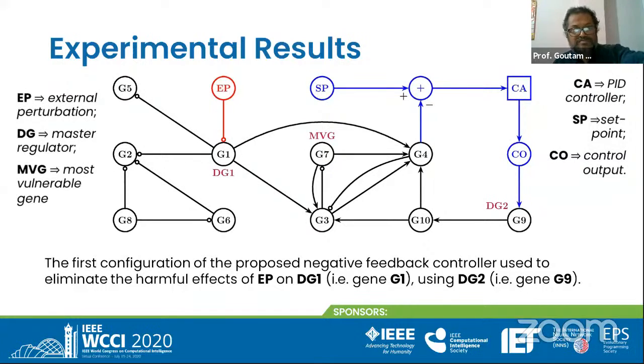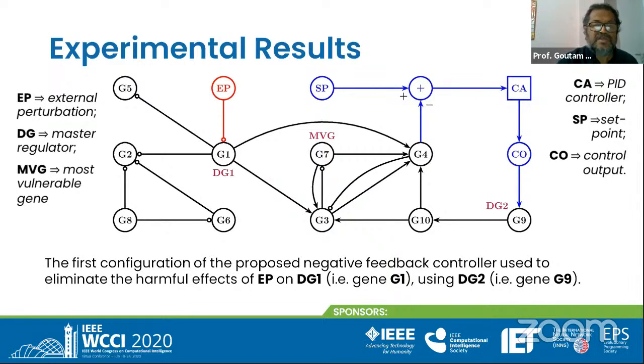This is the network. Forget about EP. The original network was minus EP. Imagine the original network was minus this red colored drawing and minus this blue colored drawing. Due to this external disturbance on G1, G7 was highly disturbed, and that causes the disease.